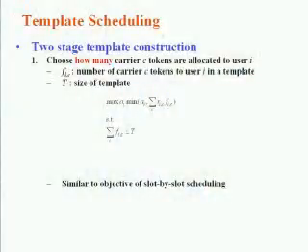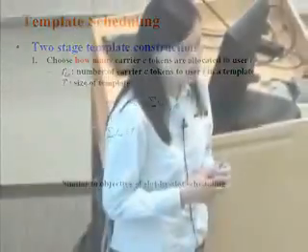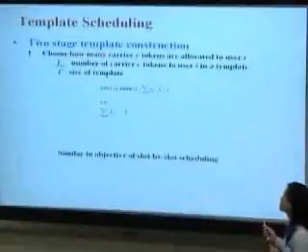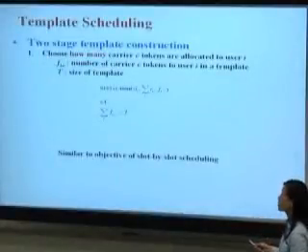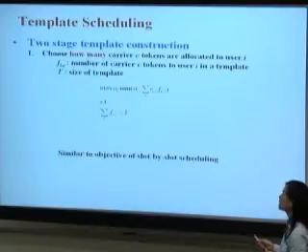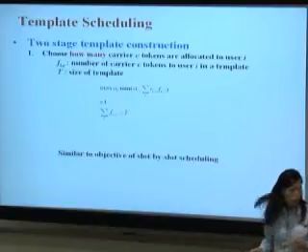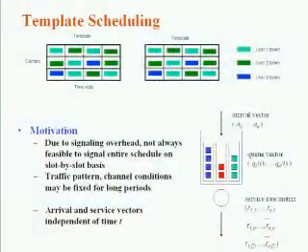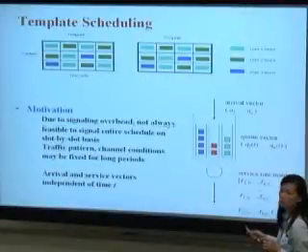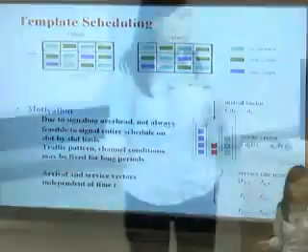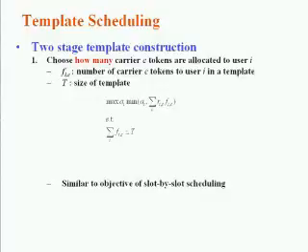Okay, so for the template scheduling problem, one could view this problem as 2 parts. One is to decide how many slots each carrier C is allocated to user I during this whole frame. So I use F_IC to denote the number of carrier C slots to assign to user I. In the previous picture, the top carrier would have 2 slots assigned to the light green one, 2 slots to the dark green one, and 0 to the blue one. And the second carrier would have 2 to the dark green one, 1 to the light green one, and 1 to the blue one, etc.